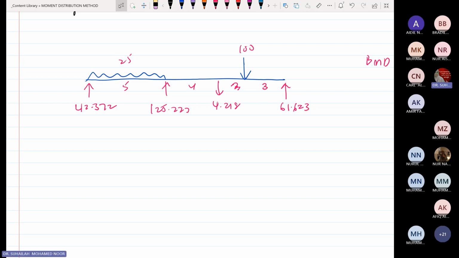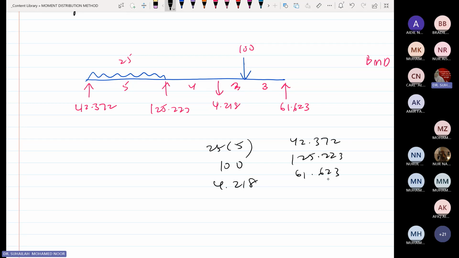Do you get 0? 25.5 ke bawah. 100 bawah. 4.218. Sama tak? Balance tak dengan 42.372, 125.223 dengan 61.623. Balance tak dua ni? Balance means you dapat kosong kan? Dapat kosong. Okay, yang ni yang kita dah gabung lah.